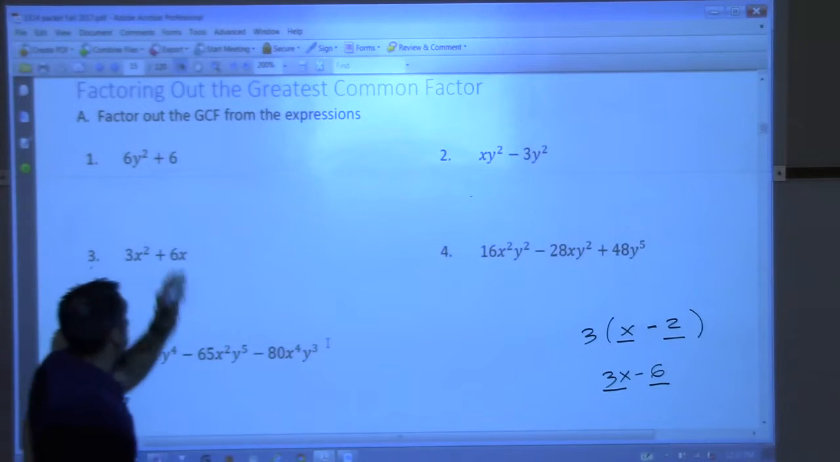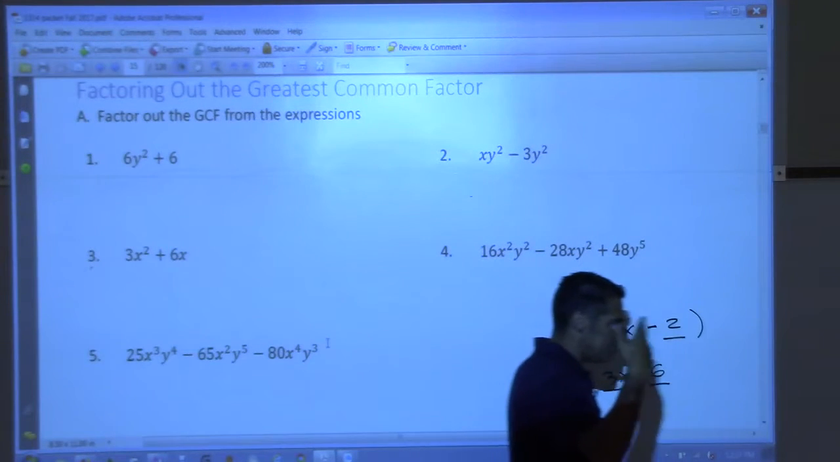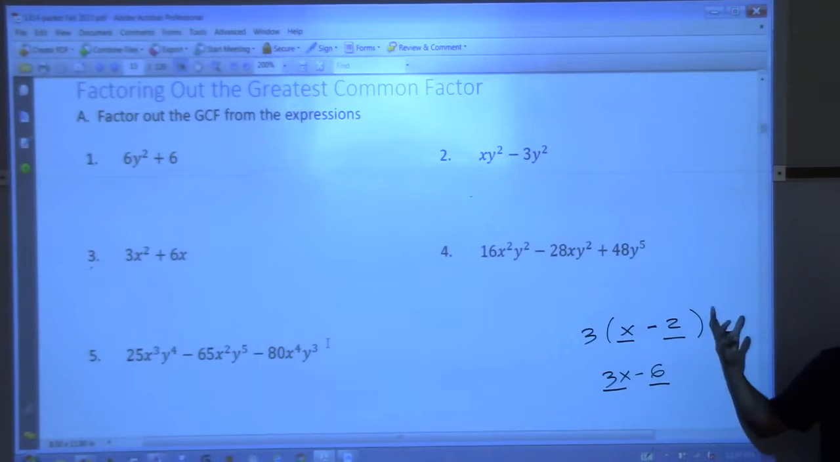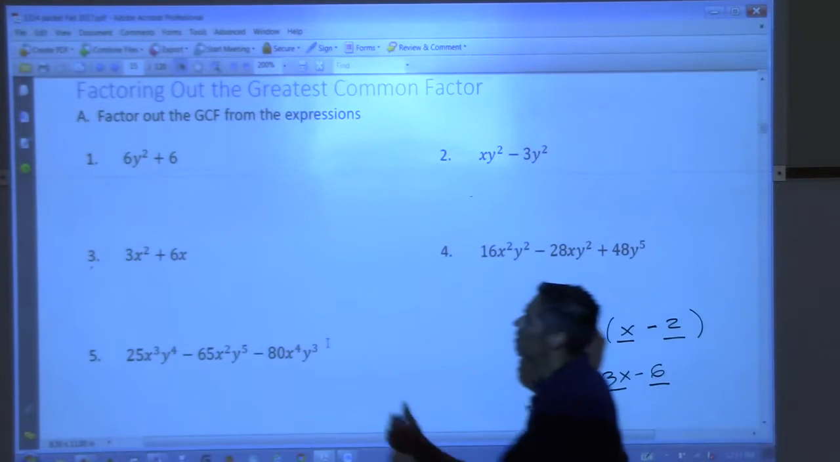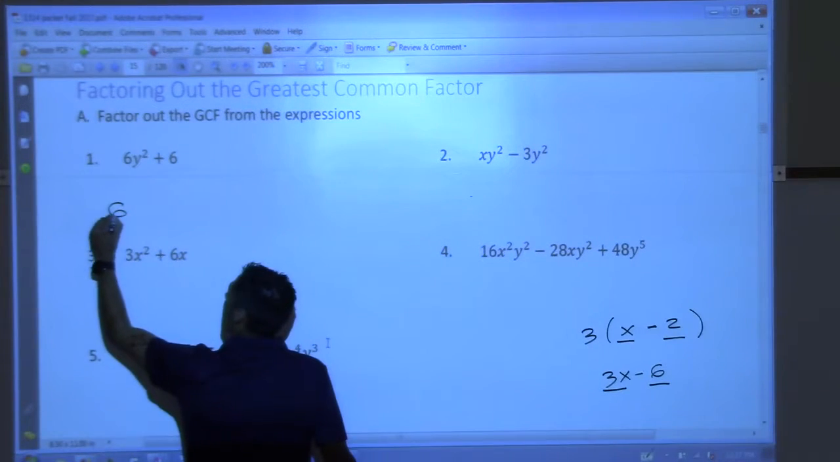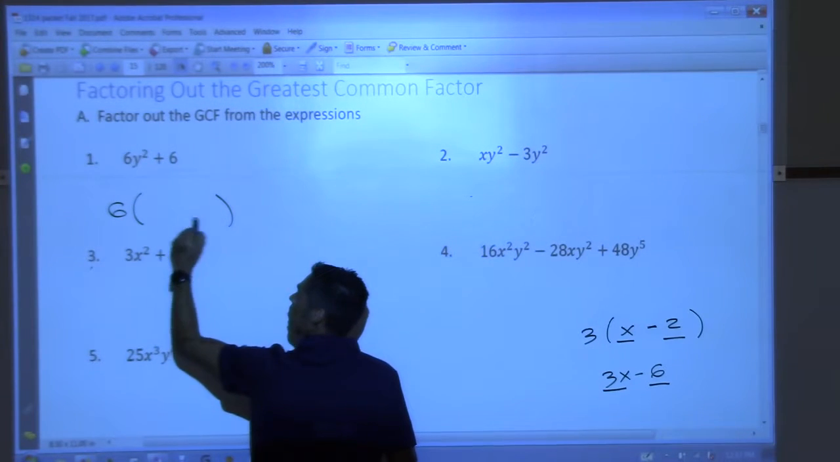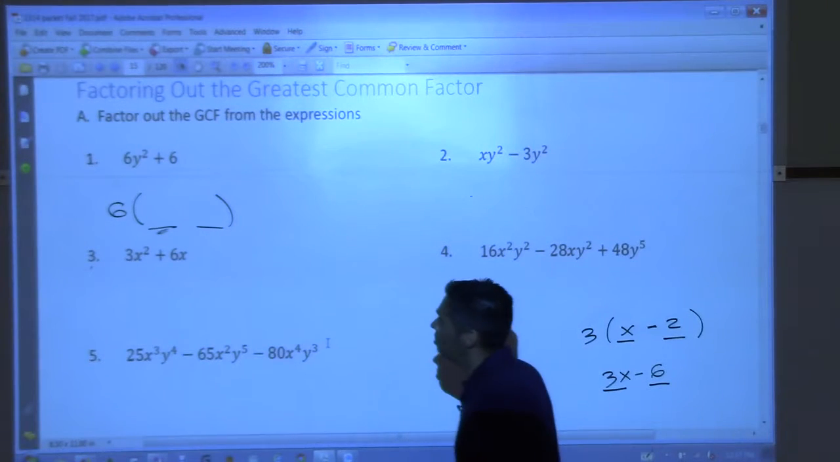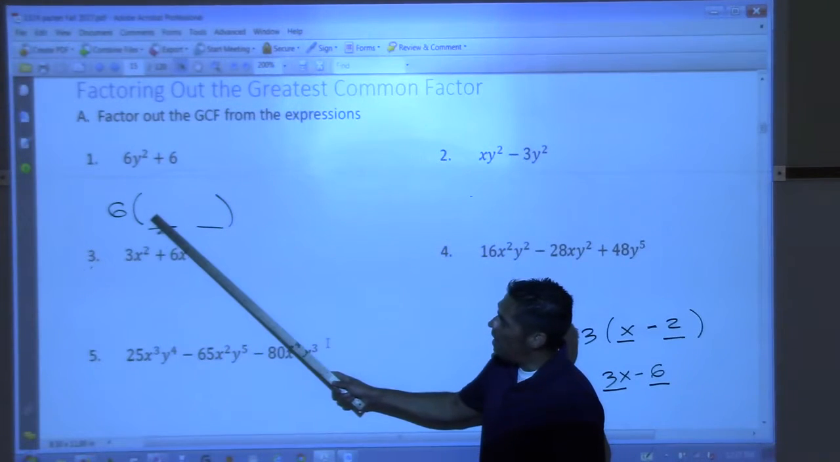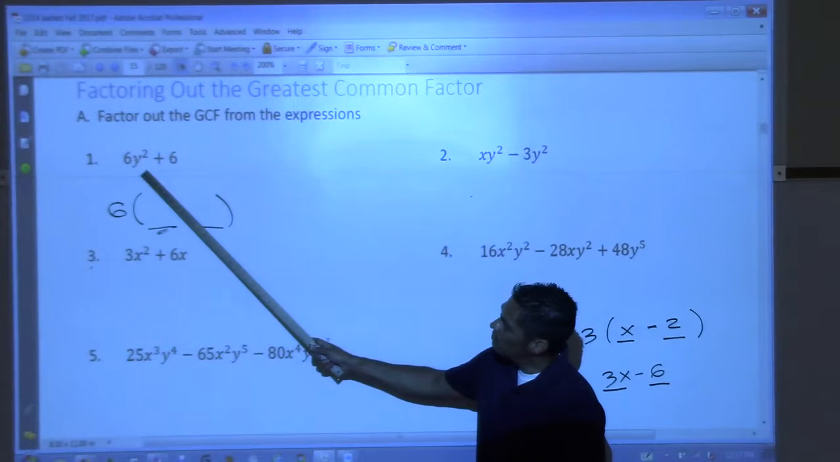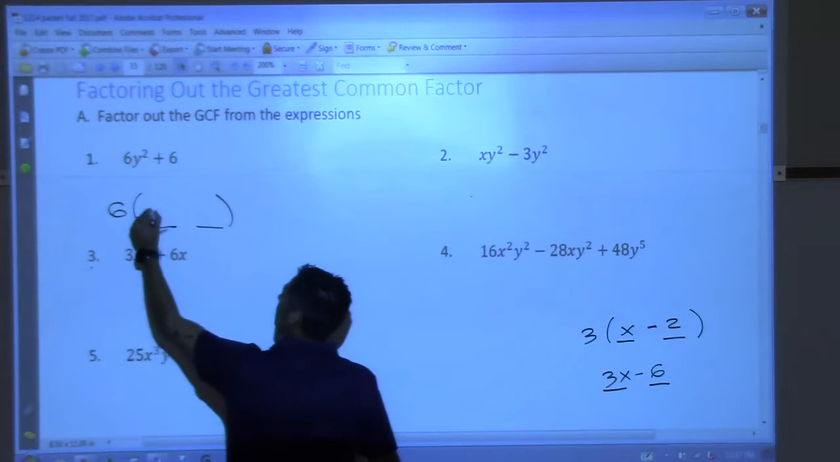So 6, how about y's? Do they both have some y's in them? No, so the only thing that I have in common is a 6. So I put a 6 here, set of parentheses, enough room for 2 terms, right? Something here and something here. And then I just ask myself the question, what do I have to multiply 6 by in order to get 6y squared? So y squared.